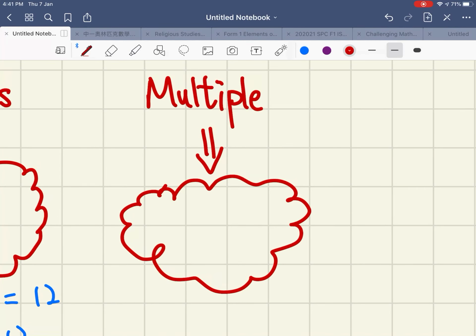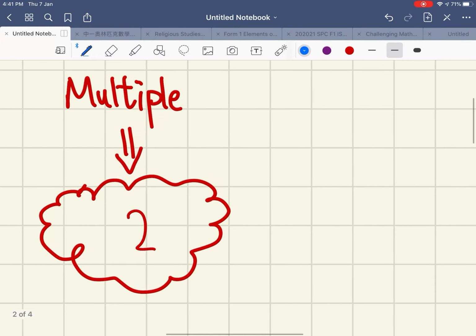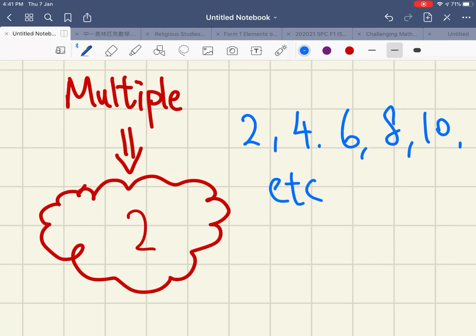So, a question for multiples. Find the multiples of 2. I think everyone knows the answer. It must be 2, 4, 6, 8, 10, etc. Since there are endless numbers, we don't know which one is the last one.